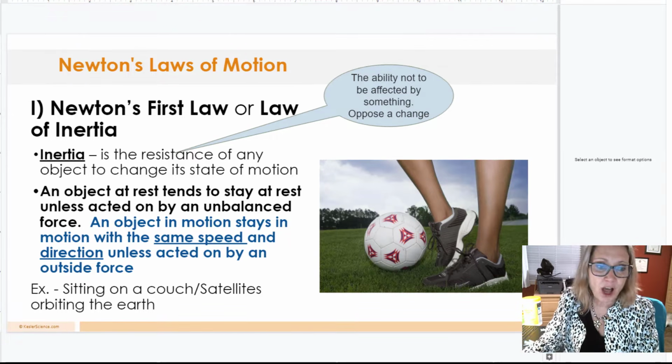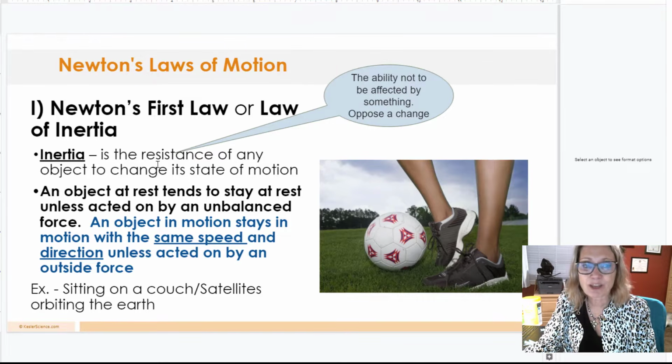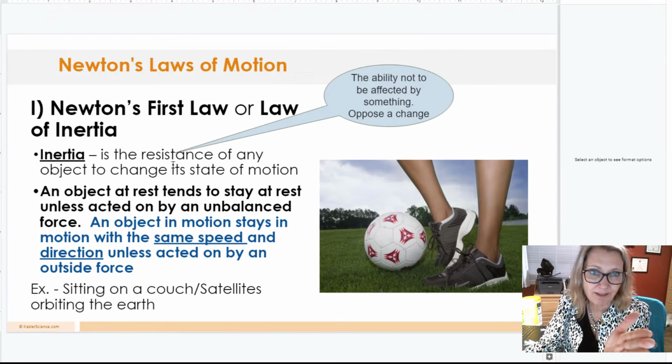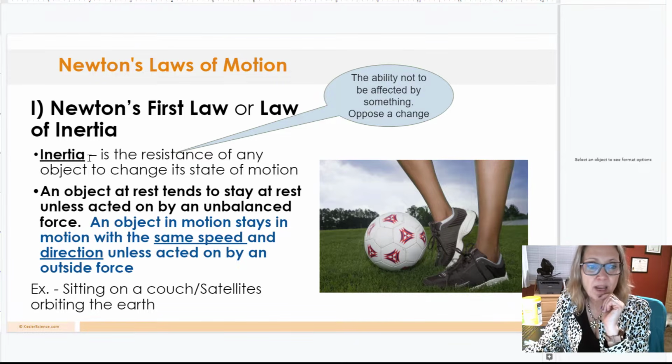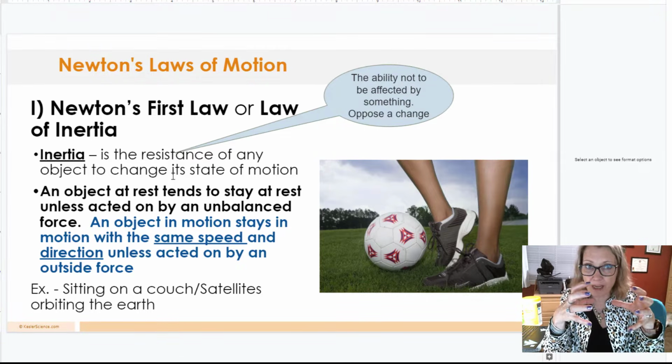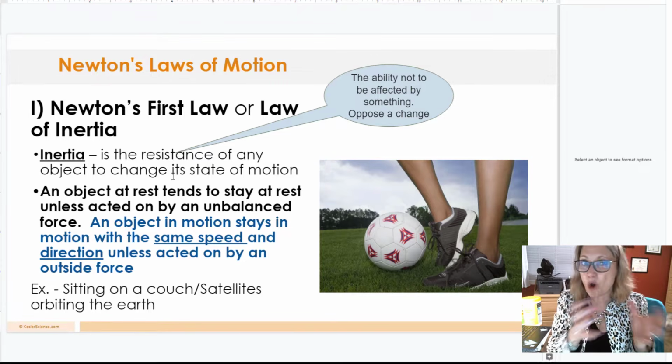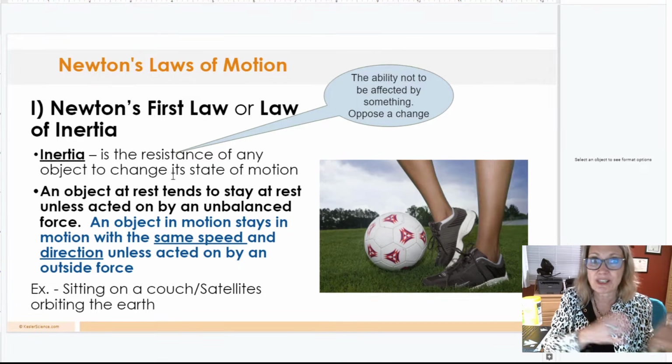And so the law of inertia basically is the resistance, right? We talked about resistance. Resistance is the opposing of motion, or the opposing to changing of motion. So inertia is the resistance of any object to change its state of motion. Okay, so something that is standing still, like that baby, wants to stay in its position of staying still, right? Or an object that is already in motion wants to stay in motion.